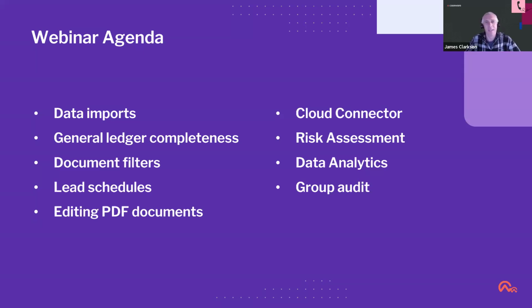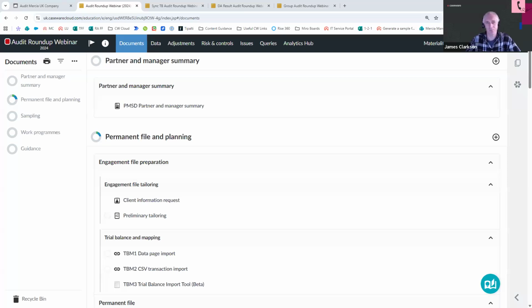Let me pick out which screen I want to use. There we go. Okay, so I'm in our UK company Mercia template here, but most of the changes we're going through actually apply to any of the audit templates that you will have access to. The exceptions are the specifics around template changes for data analytics. They're not in all the templates yet. And group audit, when we come to mention it, is not in our pensions template, but that has been added to the other templates already.